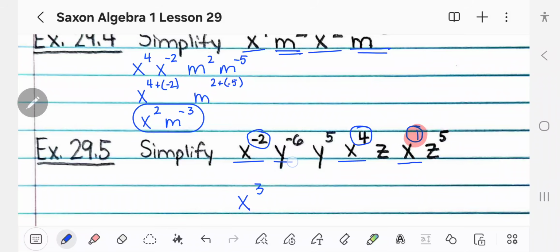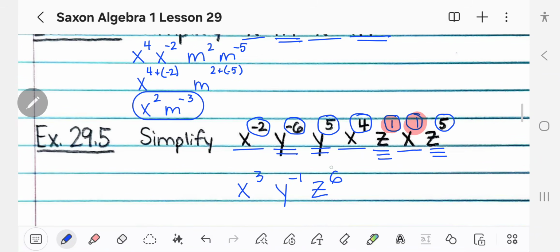Then I'm going to look at the y's. Here's a y, and here's a y. We've got a negative 6 plus a 5. So that's going to be y to the negative 1. Now let's deal with our z's. This z does not have an exponent written, but we know it's a 1. So that's going to be 1 plus 5, which is 6. So then your final answer for this is x cubed y to the negative 1, z to the 6th.